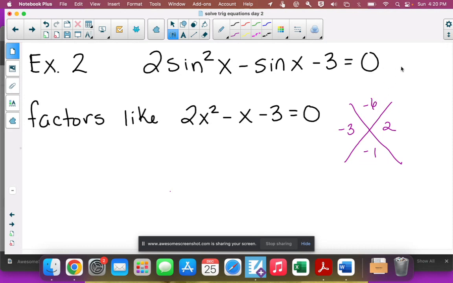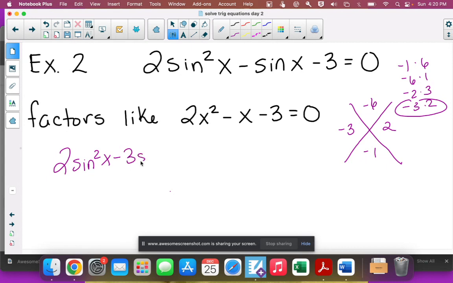But if you need to, just write down all the pairs that actually give you -6. Be sure to change your signs every time, because remember, if it's negative, one of those numbers has to be negative. Okay, so there are all 4 of your pairs that multiply to give you -6, and the only one that adds to give you -1 is the -3 and 2. All right, so let's write it out: 2 sine squared x minus 3 sine x plus 2 sine x minus 3 equals 0. Again, either by box or by grouping, your choice.